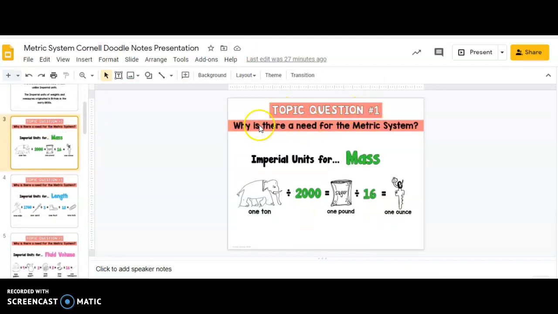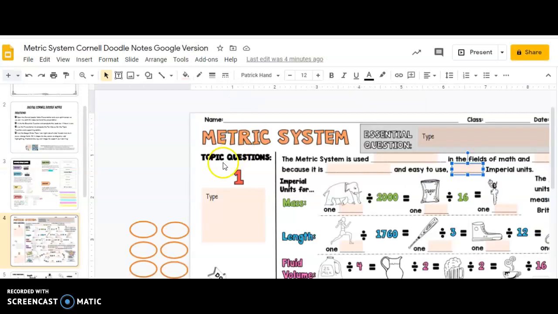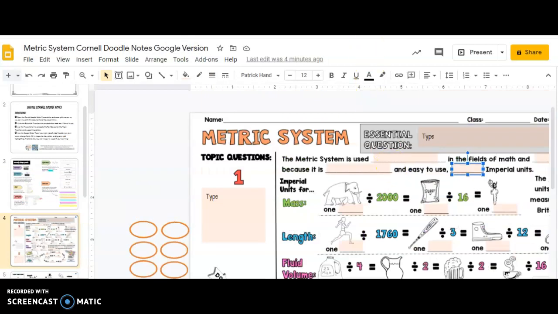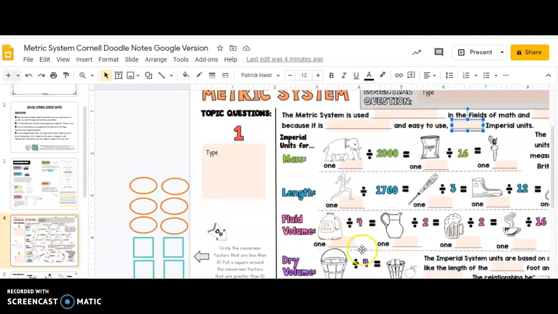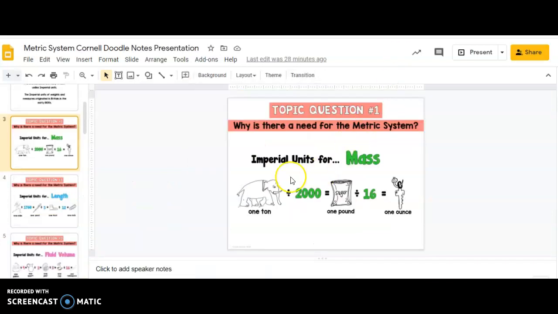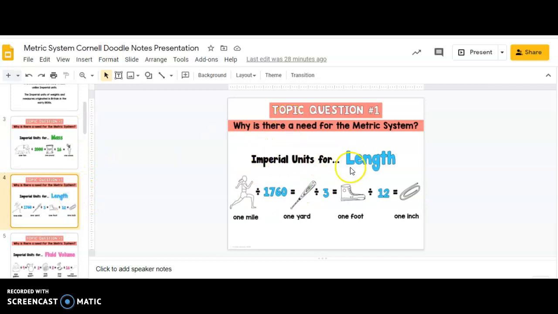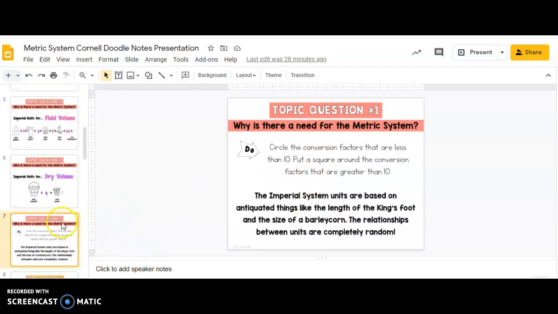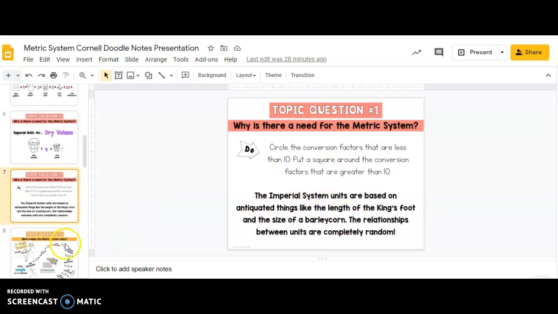So here, topic question 1, why is there a need for the metric system? So if you look at this right here, topic question 1, you would type that. And then it goes through, you can see how it's kind of all these pieces. The metric system is used, and if you look back here, imperial units for mass, ton, you can see imperial units, length, fluid. You can find a lot of the answers in here for what you want, and it all shows you the topic question 1, so you know where you are. The imperial system units are based on, and so on, everything.